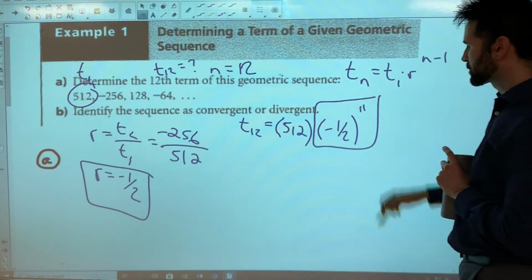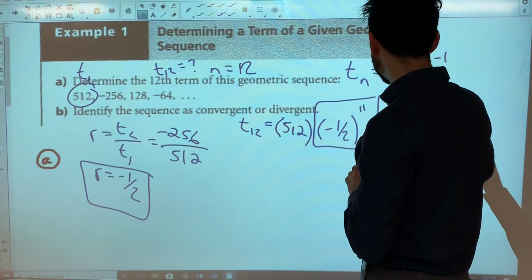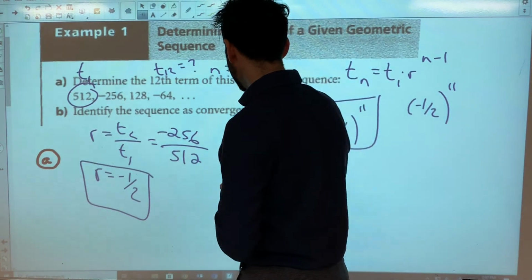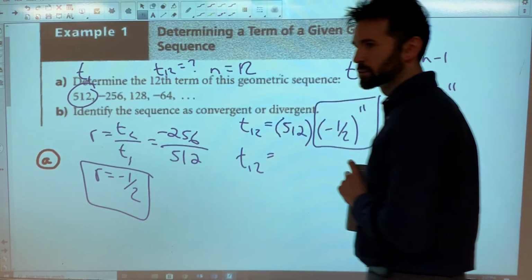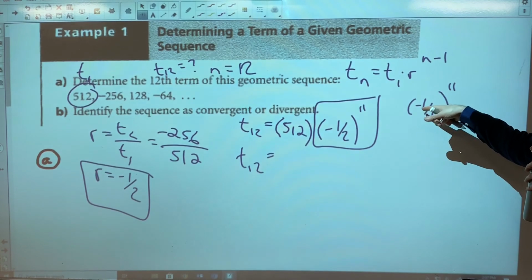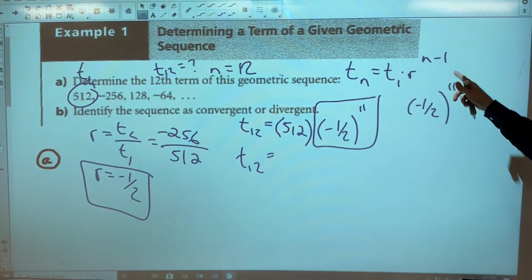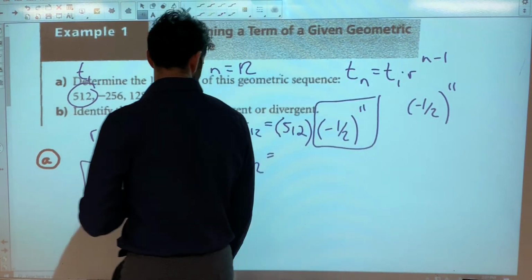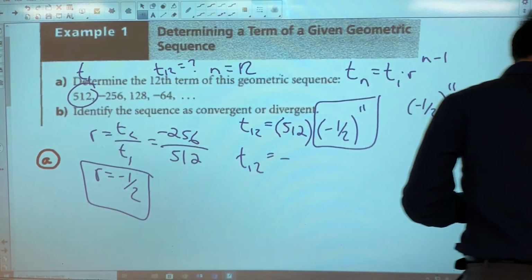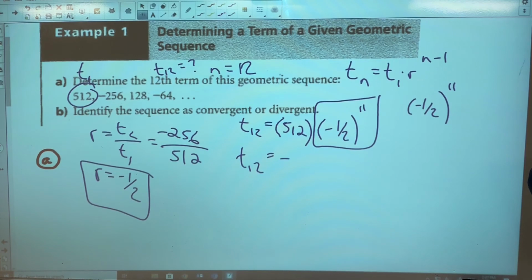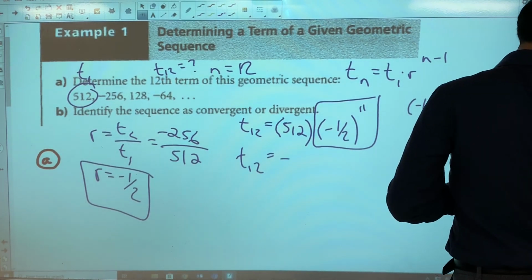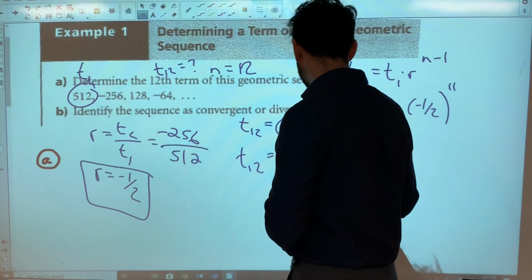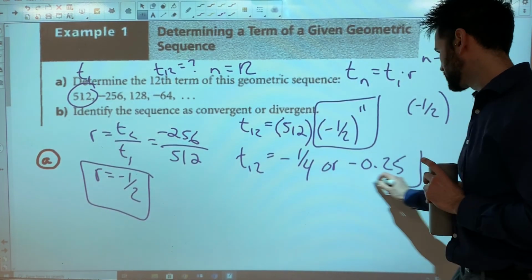So go negative a half raised to the 11. Make sure you use brackets on your calculator, so that it doesn't mess up the sign. Overall though, should it be positive or negative? You guys should know, it's an odd power, a negative base, so overall it should be negative, right? Then take whatever number you get there, multiply it by 512, and somebody let me know so I don't have to look at my notes. Anyone? Negative 0.25. Yes, negative 0.25 or a quarter. So either answer would be acceptable.